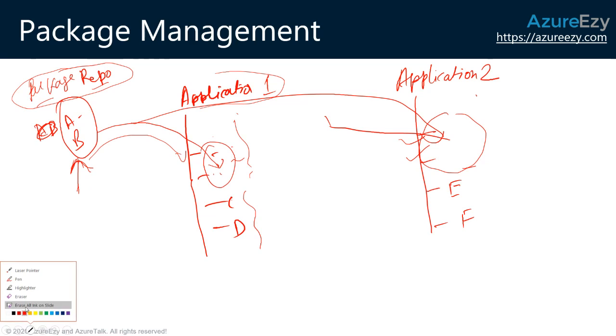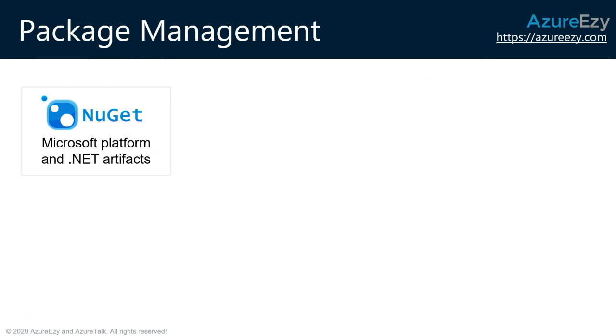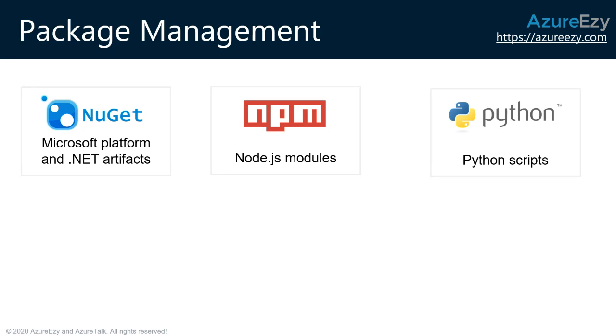Now let's talk about what the various common package management systems available are. For the Microsoft .NET framework, if you're familiar with the Microsoft ecosystem, you must have heard of NuGet, a package management server, which is nothing but a way to host packages which are developed in .NET. So it's a package management system for .NET developers. Similarly, for Node.js modules, you have npm. For Python, you have Python packages.